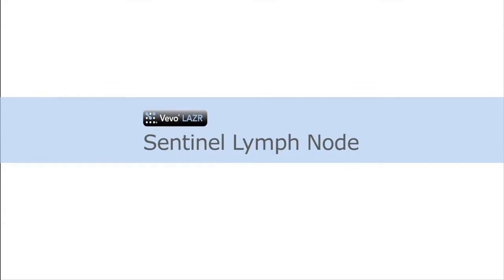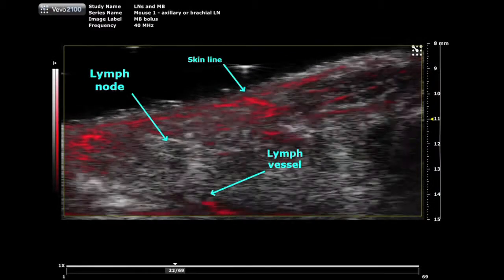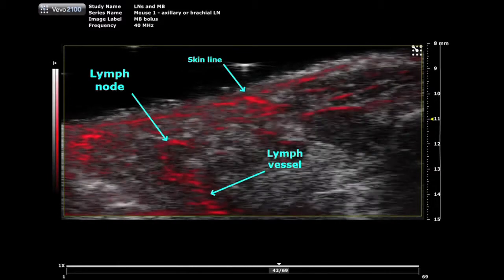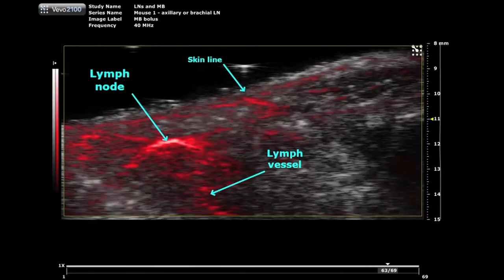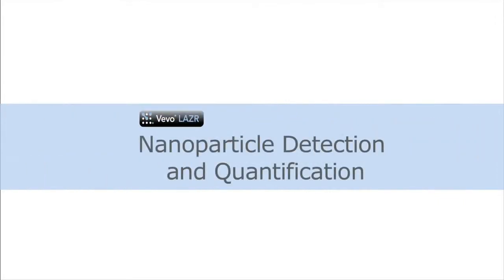The Vevo LAZR is designed to work in concert with contrast agents such as nanoparticles and optically absorbing dyes. In this experiment, a bolus of methylene blue dye was injected into a mouse forepaw, revealing the sentinel lymph vessel as illustrated in red. This feature holds important oncology diagnostic capabilities since it's the first vessel to receive metastatic cell drainage. Nanoparticle delivery serves as an additional tool for contrast enhancement and targeted imaging with the Vevo LAZR.